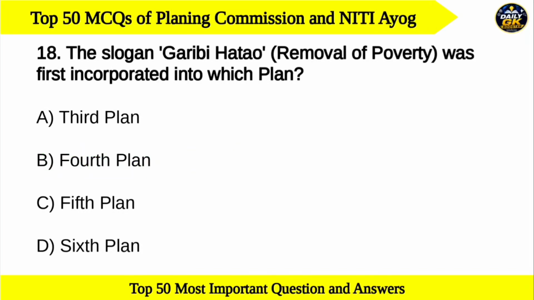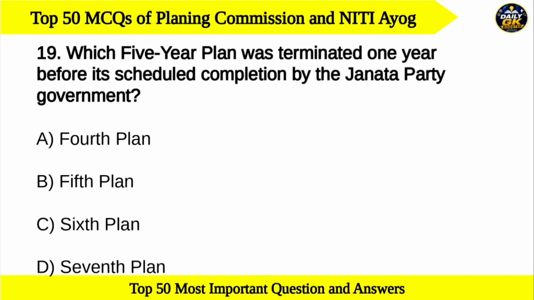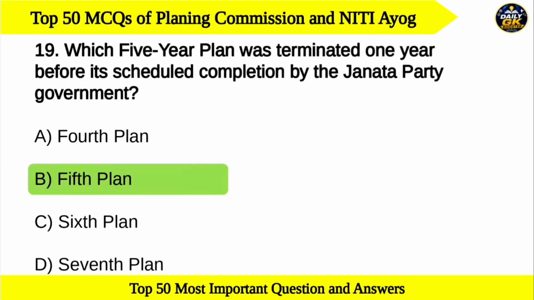The slogan Garibi Hatao, that is removal of poverty, was first incorporated into which plan? Answer option C, fifth plan. Which 5-year plan was terminated 1 year before its scheduled completion by the Janata Party government? Answer option B, fifth plan.